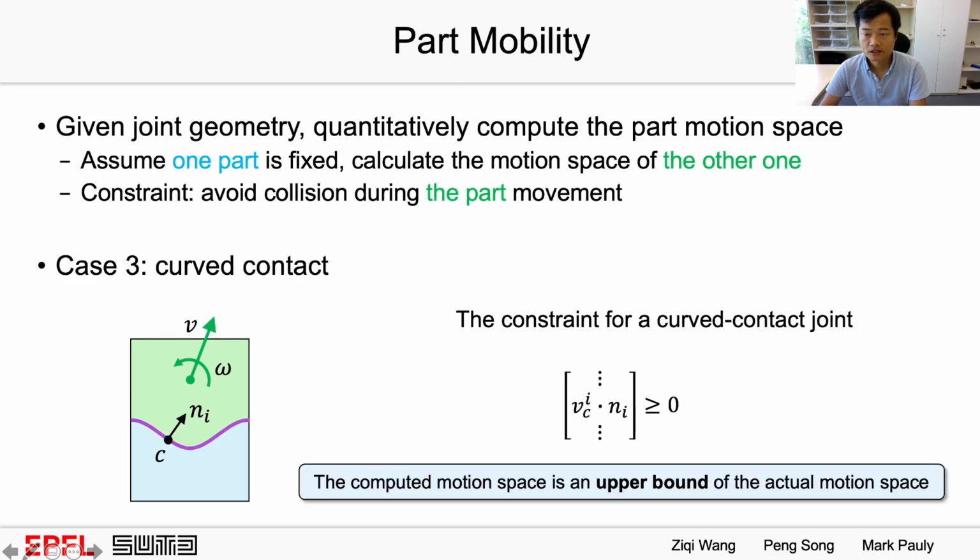For curved contacts, we can use a sampling approach to compute its allowed motion space. In detail, we sample a number of points on the curved contact, list the constraint for each contact point, and stack all these constraints to form a system of linear inequalities. Due to the sampling strategy, our computed motion space is an upper bound of the actual motion space.